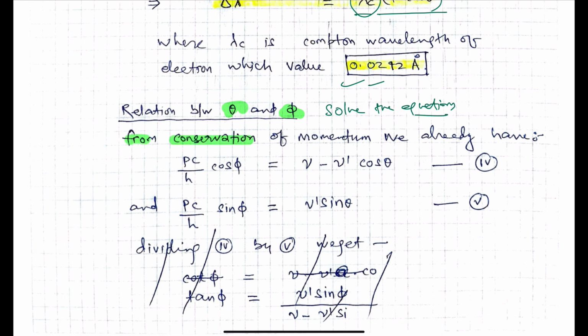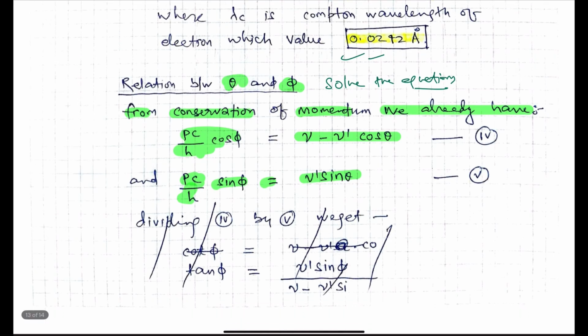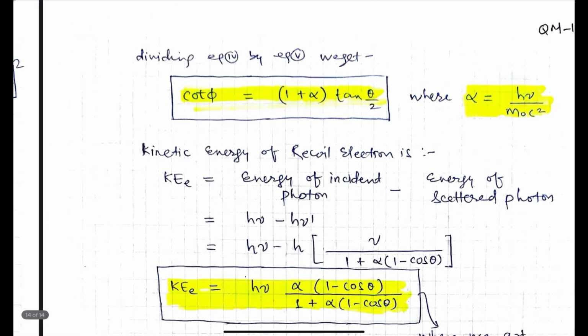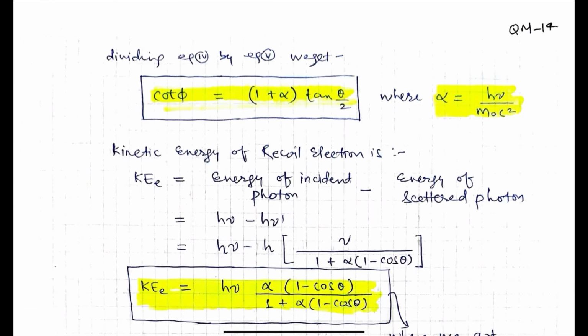So from conservation of momentum, we already have PC upon h multiplied by cos psi equals mu minus mu prime cos theta, and PC upon h sin psi equals mu prime sin theta. This is what we have just used, the conservation of momentum. Now we know that the left hand sides of equation 4 and equation 5 could be divided to get the tan theta term. So this is what we have done here.